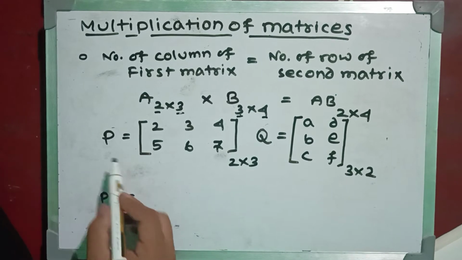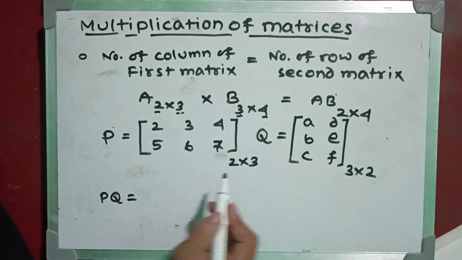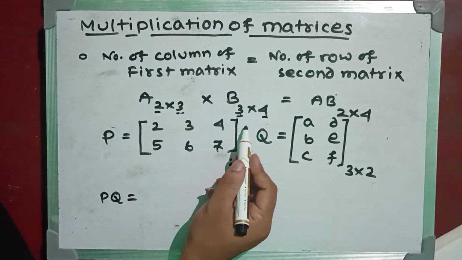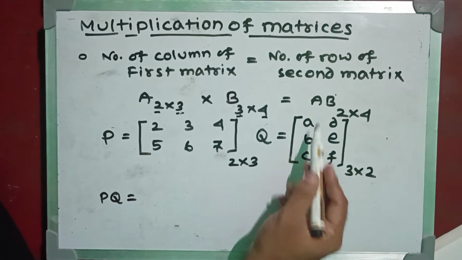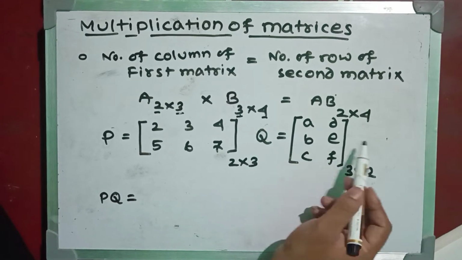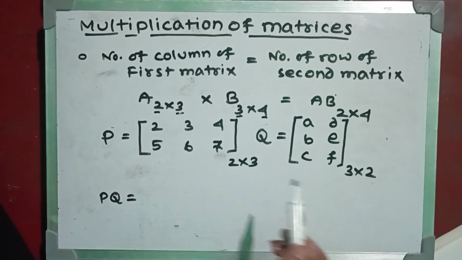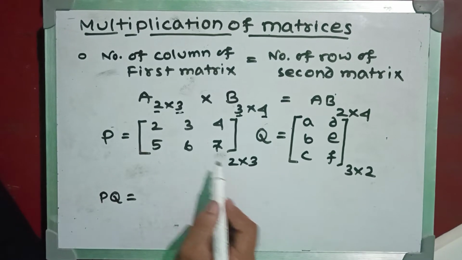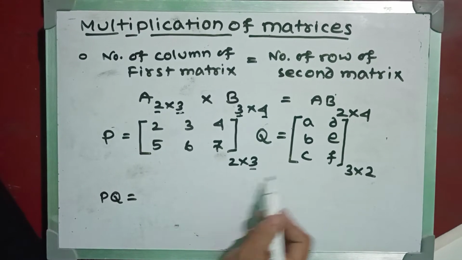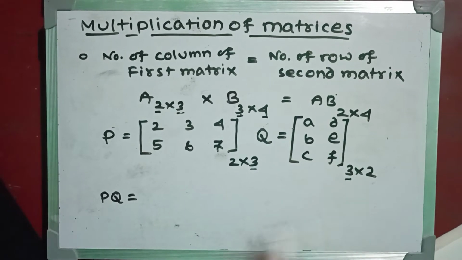I have taken a matrix P here, it's 2, 3, 4, 5, 6, 7, and the order of the matrix is, there are 2 rows and 3 columns, so 2 cross 3. And in Q matrix, as you can see here also, there are 3 rows and 2 columns, so it's 3 cross 2. So in the first matrix the number of columns is 3, and in the second matrix the number of rows is 3. So we can multiply PQ.